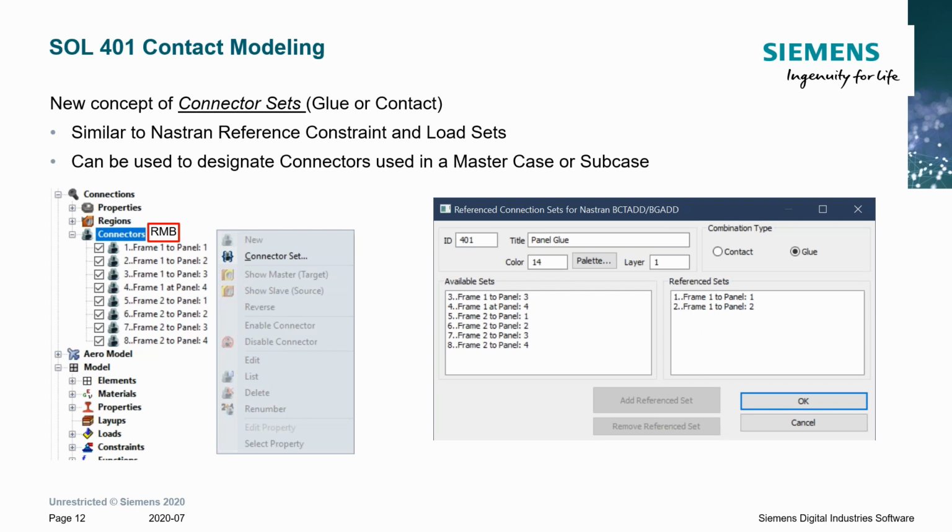In this screenshot, this is showing a panel glue, and it's showing the two reference sets, which are frame 1 to panel 1 and panel 2. Again, you can do this through the command or just by clicking on connectors and saying I want to create a new connector set. It's also smart enough that it'll only allow you to select those connectors that are defined with a glued property, or if you're doing a contact connection, only those that are assigned a contact property.